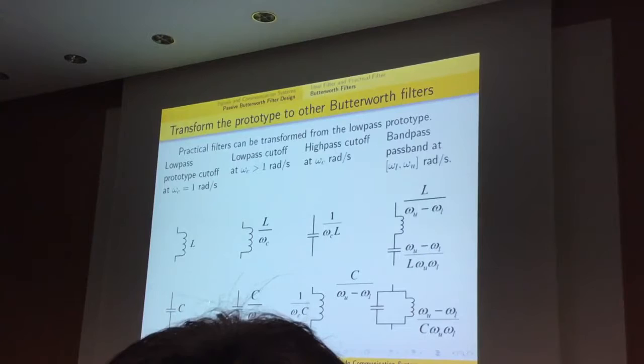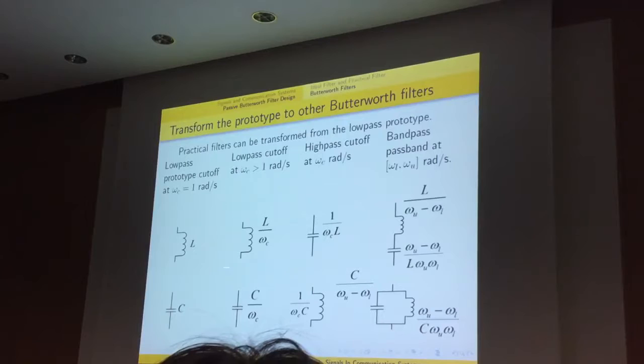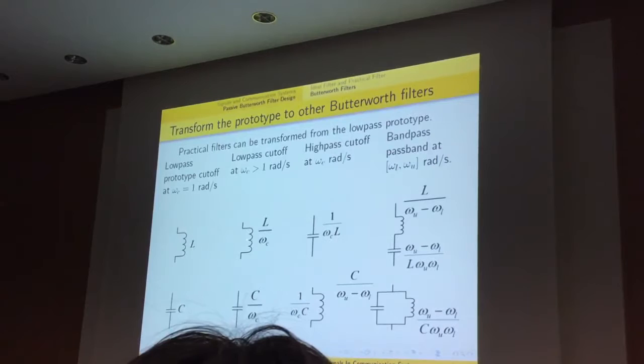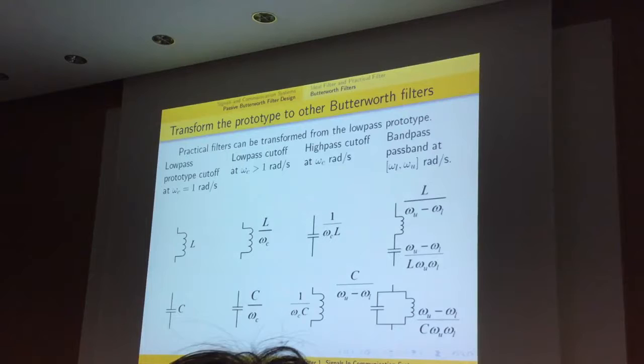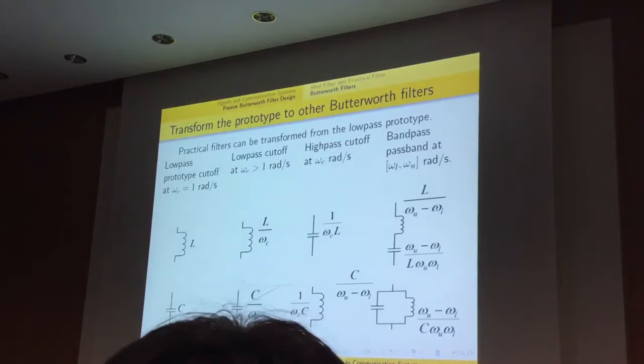In a practical low pass filter, originally if you have a low pass prototype, the inductor is still an inductor, but the parameter must be modified like this: L divided by omega C. What is omega C? Omega C is the cutoff frequency in radians per second, which means it's an angular frequency. Similarly for the capacitor. Originally, in your low pass prototype circuit, you see a capacitor. You replace it with another capacitor whose parameter is modified to C divided by omega C. Again, omega C is the cutoff frequency in radians per second.